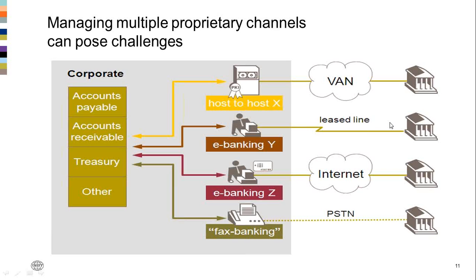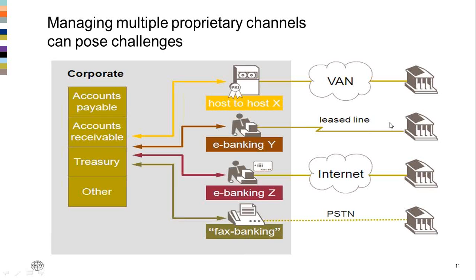And as you can see, each bank traditionally would have offered its own proprietary ways into that bank, their own proprietary channels. So very often a bank would offer an e-banking system, what's often referred to these days as an online banking system. In some cases, the bank may offer a host-to-host connection, more of a direct file-based connection into the bank. And very often, the banks would offer both.